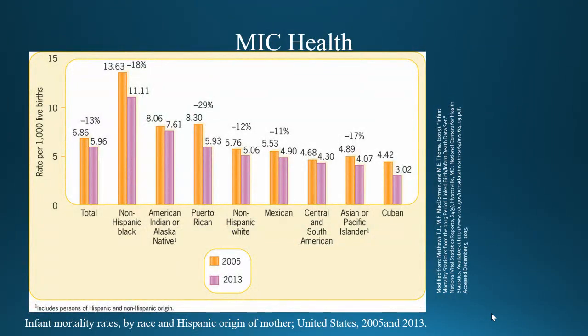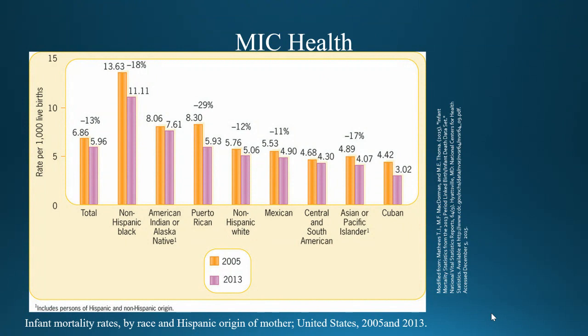Here's just an example of a maternal, infant, and child health chart. As you can see, it's a little older, but it shows rates between 2005 and 2013. What this is showing are infant mortality rates. So these are infants who have died between birth all the way up to 1 year. These rates are per 1,000 live births. So this is not a percentage, it's not per 100, it's per 1,000.